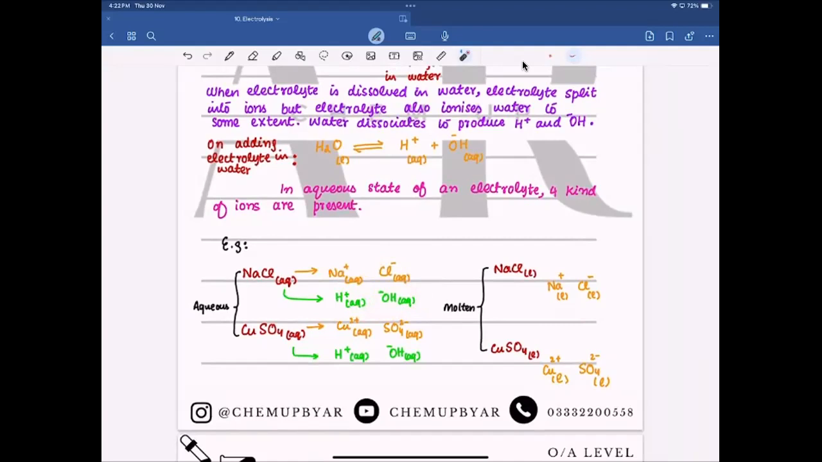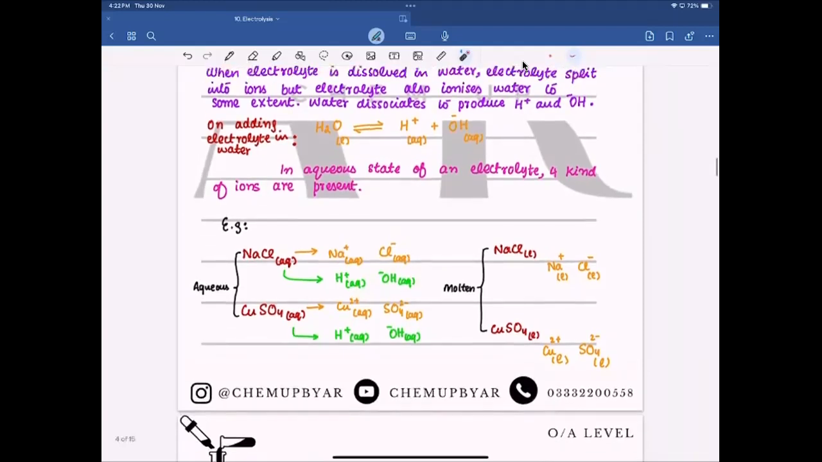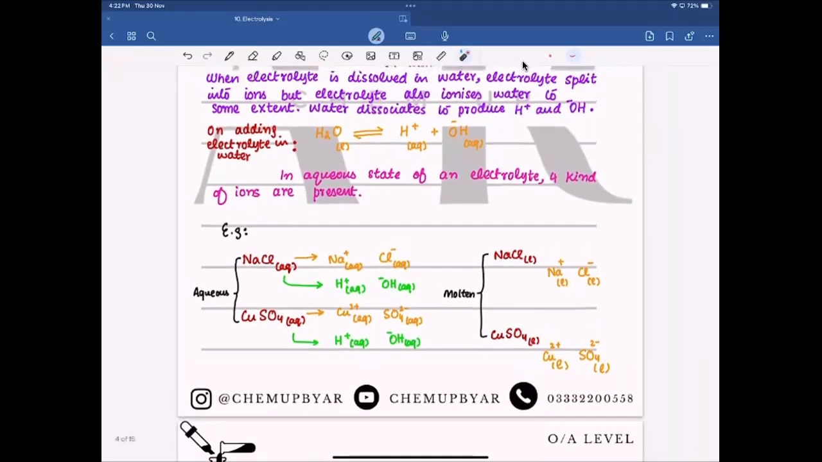No, we will discuss it. Wait. Sir, in the definition, it is written that the electrolyte also ionizes the water to some extent. No, this happens due to the presence of the electrolyte in water. Otherwise, water stays as H2O only.